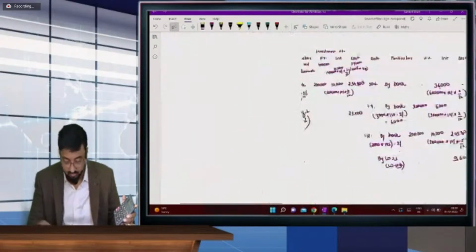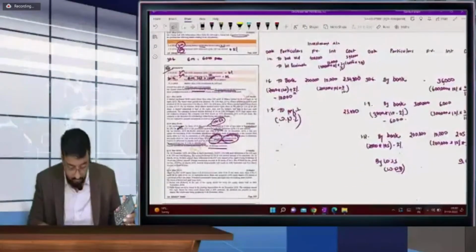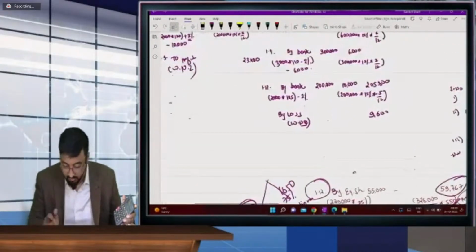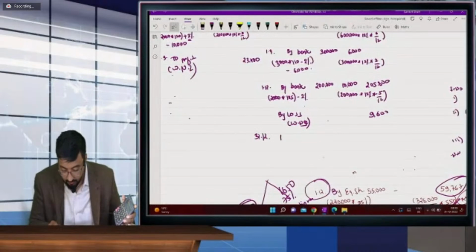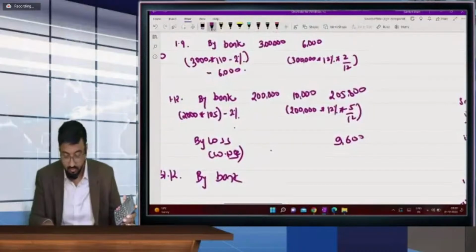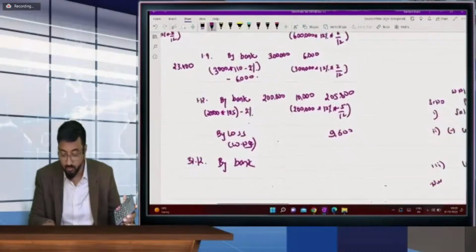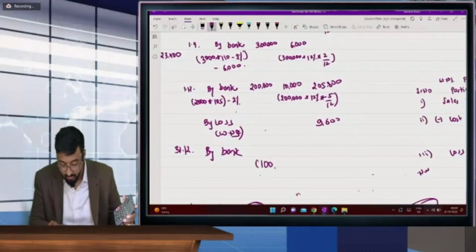Now it's time for 31st December, interest by bank. Interest date, beta. Now you are left with 1,000, no? Means 1 lakh into 12% into 6 by 12. 6,000.